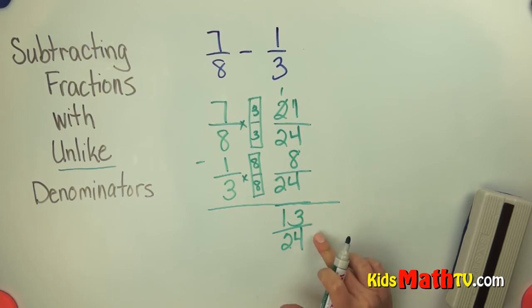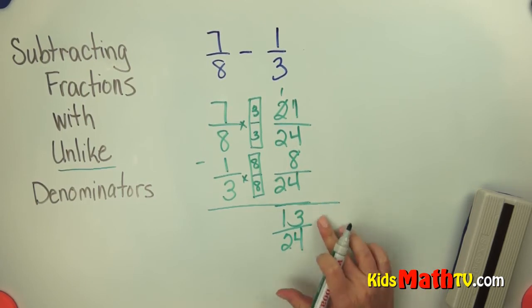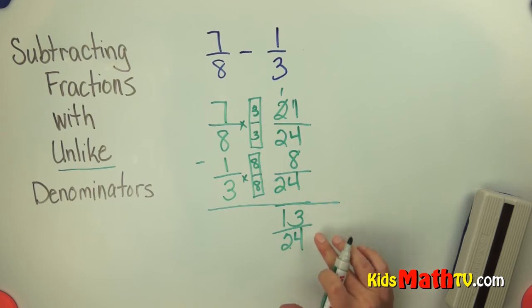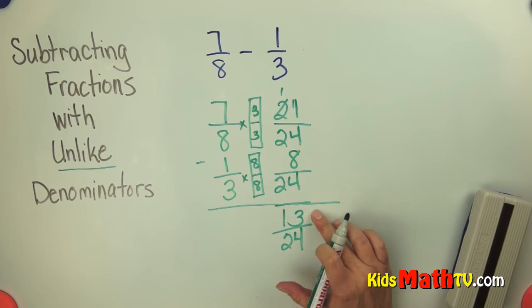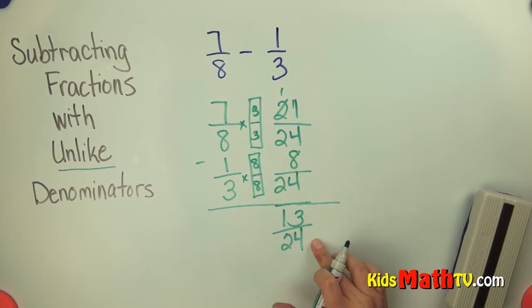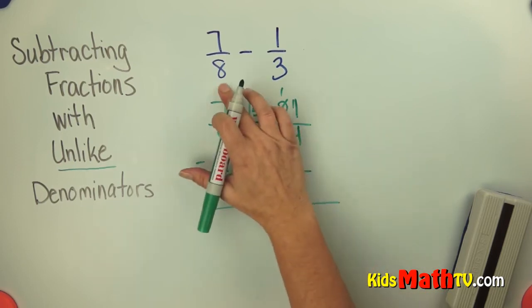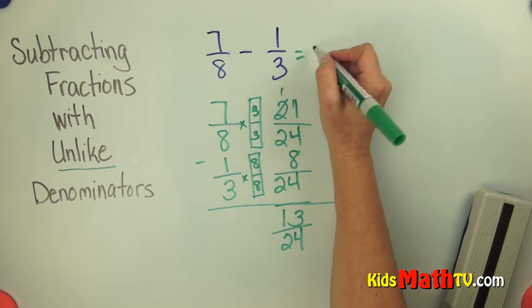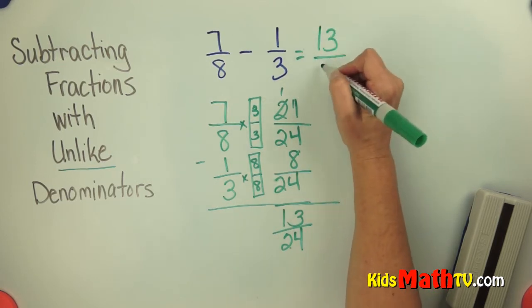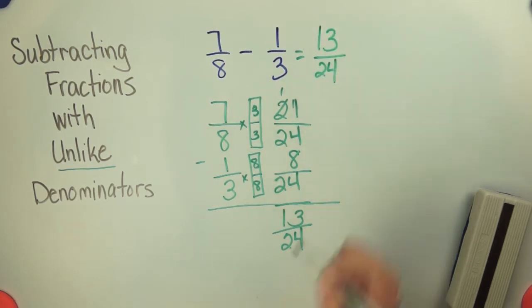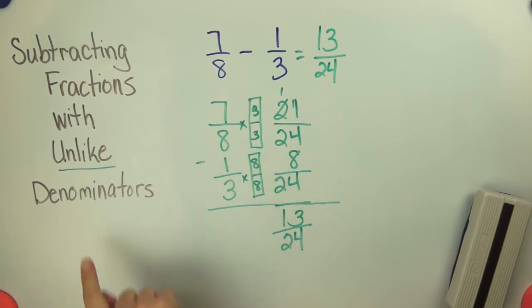Now I need to check, can I simplify this fraction? Can I reduce it down at all? Is there a number that will divide 13 and 24 evenly? Nope, 13 is prime, so only 1 and 13 will divide it, and 13 does not divide 24. So this is simplified into lowest terms. So 7/8 minus 1/3 equals 13 24ths. And that's the end of our lesson on subtracting fractions with unlike denominators.